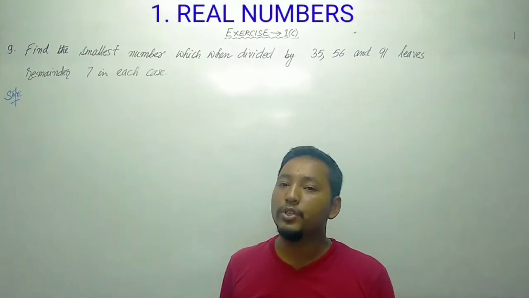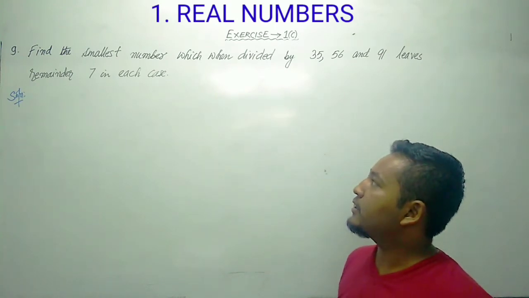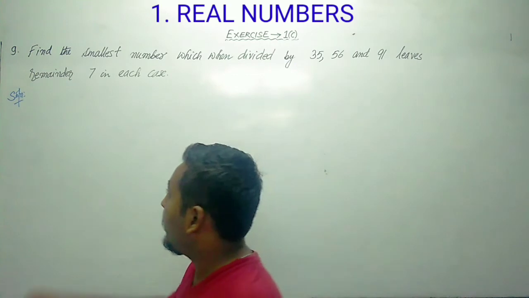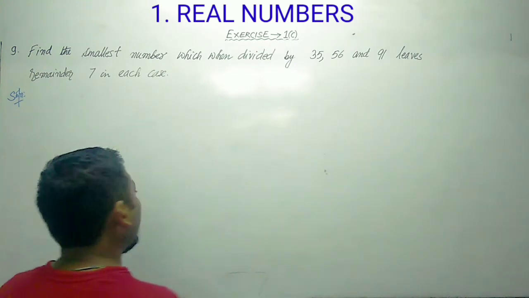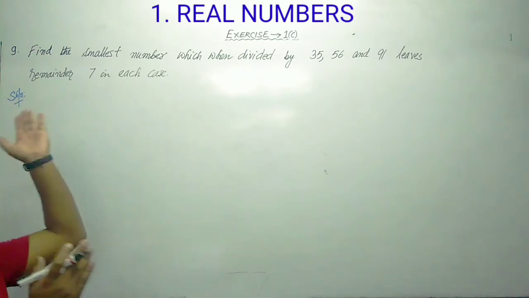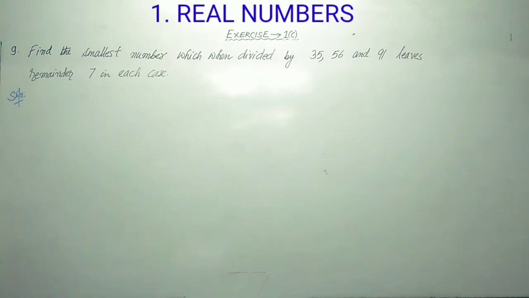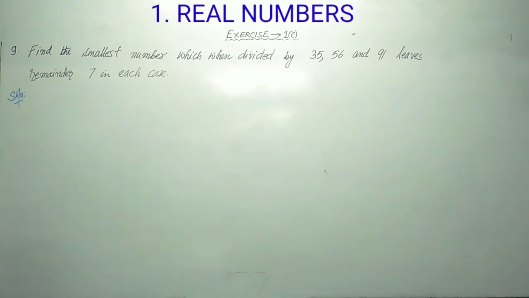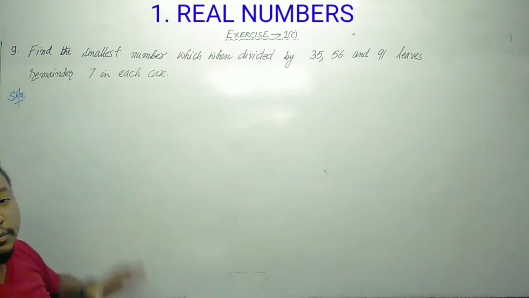Now let us look at question number 9, which says, find the smallest number which when divided by 35, 56 and 91 leaves remainder 7 in each case. Now here the question asks for the smallest number. In previous questions they were asking the greatest number or the biggest number. Now we are asked for the smallest number. So when they say biggest number or the greatest number, it is HCF, and when they ask the smallest number, it is LCM. Now let us start.